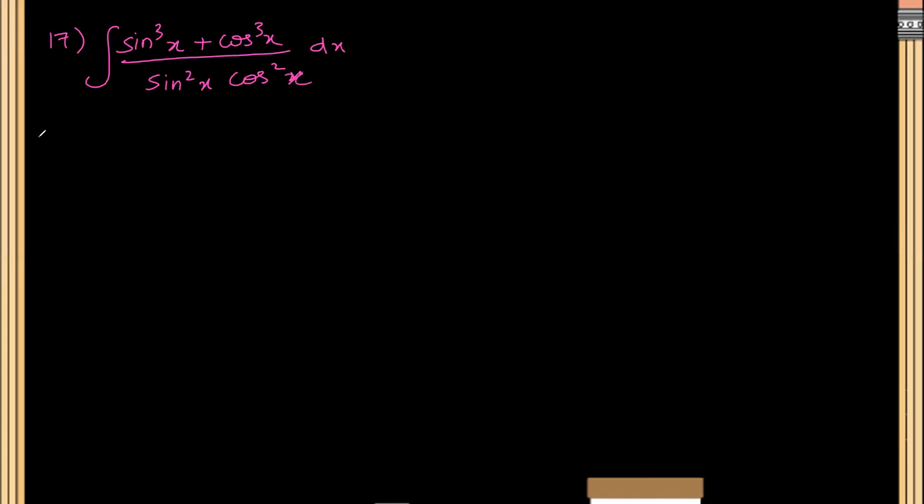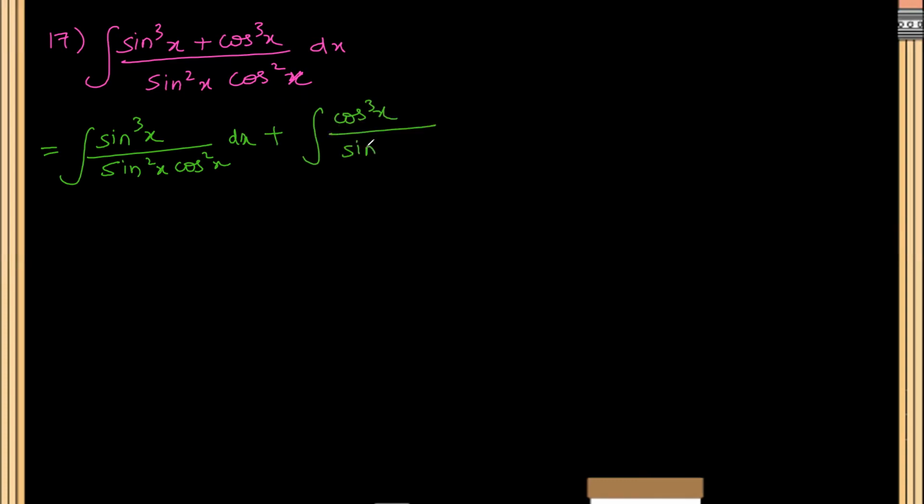Next, question number 17. Integral of (sine cube x plus cos cube x) the whole by sine square x into cos square x dx. First, we try to split it as two integrals. So this can be written as integral of sine cube x by sine square x cos square x dx plus integral of cos cube x by sine square x into cos square x dx.